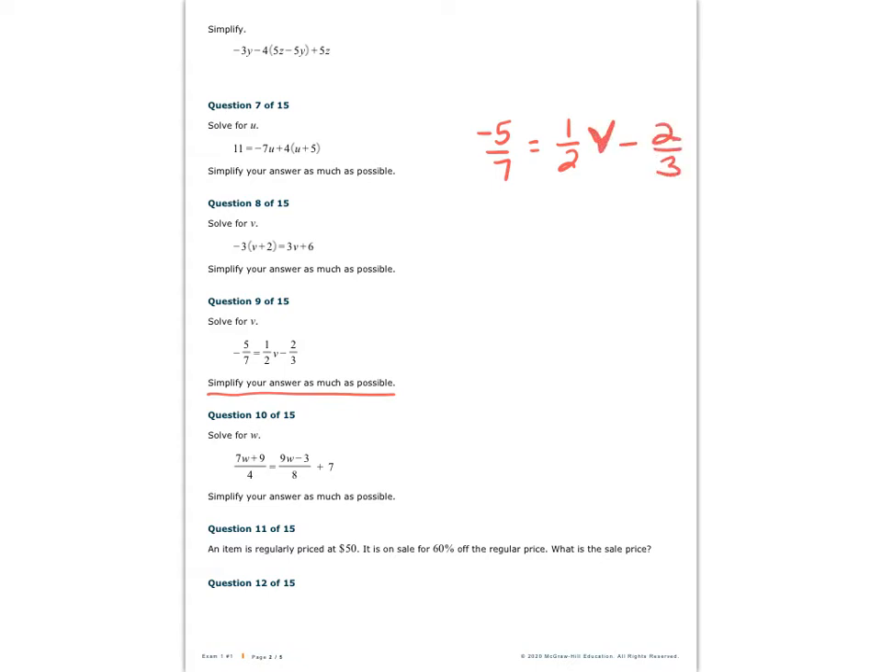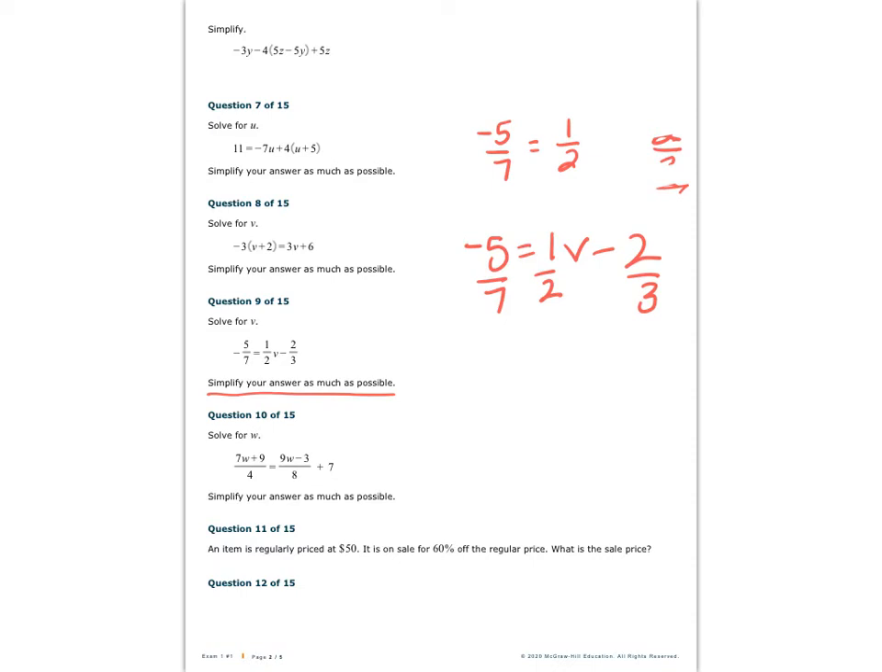Now listen, this is just like if the coefficients or the numbers were not fractions. So imagine it was just negative 5 equals 1v minus 2. That's what it is. The only difference here is that there are different denominators. So don't be worried or concerned. The procedure is still the same.